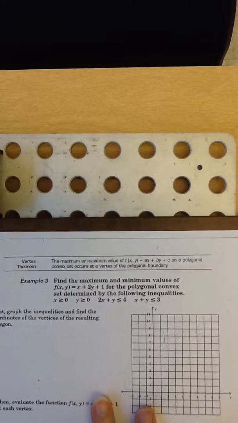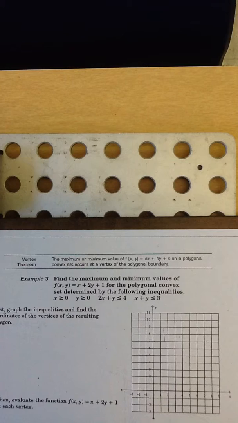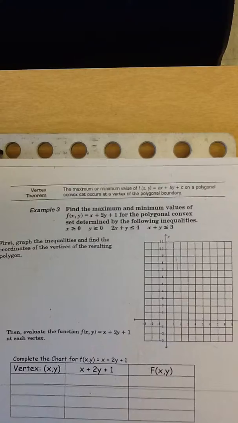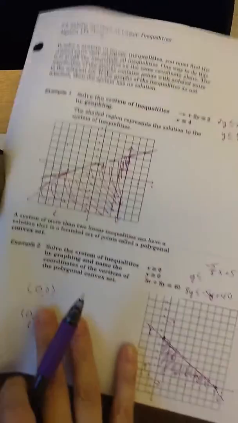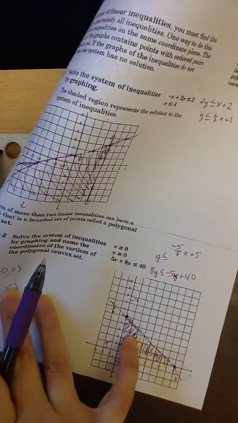The vertex theorem says that the maximum or minimum value of a function on x and y on a polygonal convex set occurs at a vertex. That means if you have a bounded area and you're evaluating a function, both the maximum and the minimum values of that function will occur at the corners. That's great because to find maximums and minimums, you don't have to look at every single point in this region, you just look at the corners.